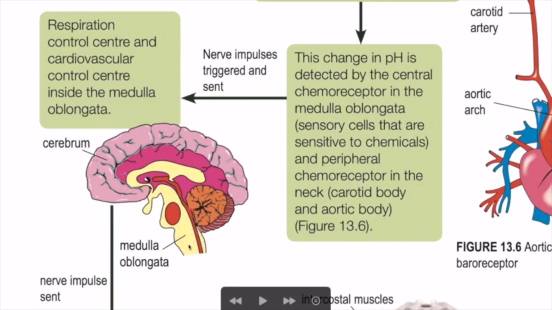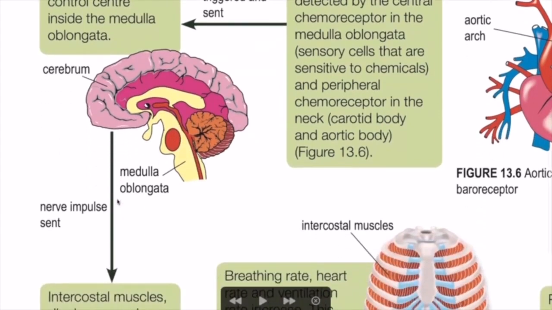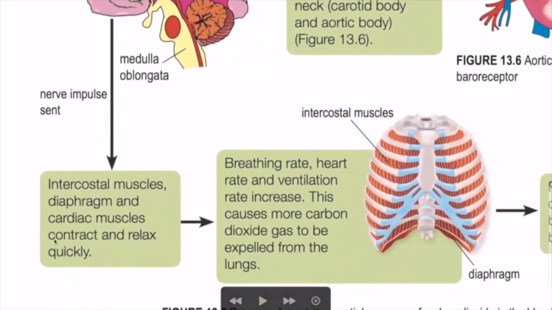Maksudnya chemoreceptor tu dia akan hantar nerve impulse kepada respiration center dan juga cardiovascular center yang berada dalam medulla oblongata juga. Maksudnya dia bermain kat sini. Okay, so kat sini ada chemoreceptor. Chemoreceptor tu dia akan hasilkan nerve impulse dan dia akan hantar nerve impulse kepada respiration center dan cardiovascular center yang ada juga dekat medulla oblongata. Medulla oblongata ni luas tau, yang warna kuning ni. Okay, so apa yang dua benda ni buat? So dia akan hantar another nerve impulse kepada effector.